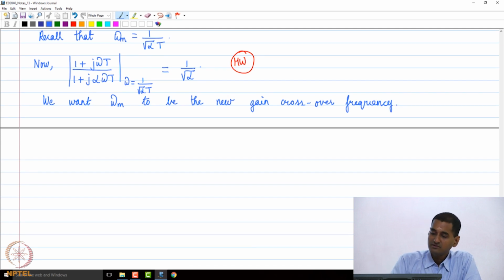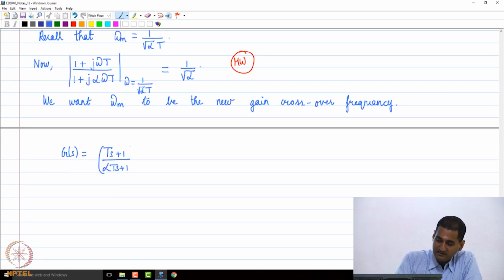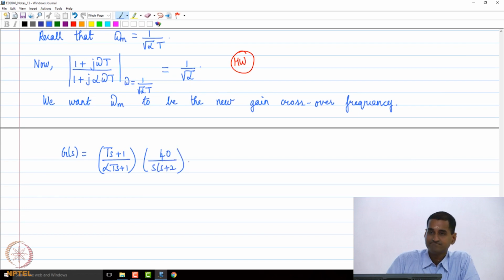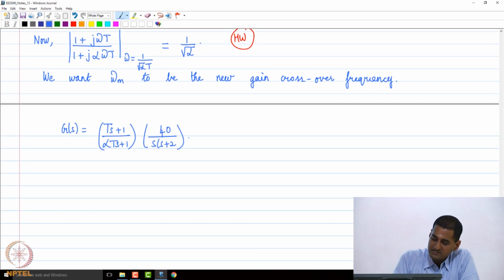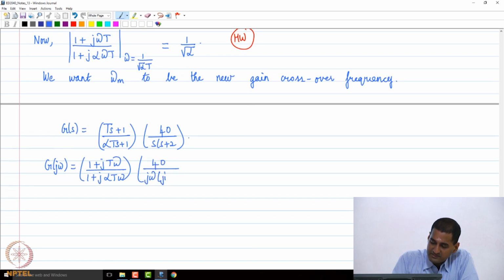Okay. So, what is g of s? It is Ts plus 1 divided by alpha Ts plus 1 times 40 divided by s times s plus 2. Alright. So, this is what we already have. So, consequently, g of j omega is going to be equal to 1 plus j t omega divided by 1 plus j alpha t omega, okay, multiplied by 40 divided by j omega times j omega plus 2.